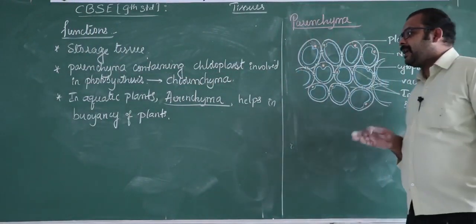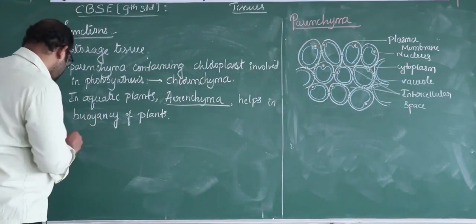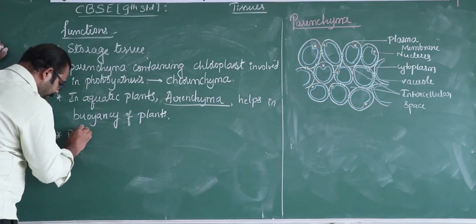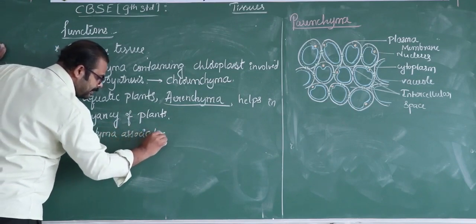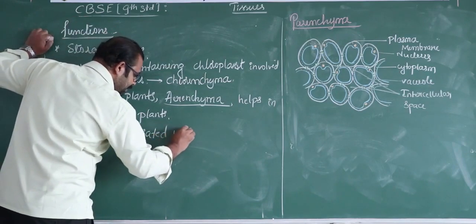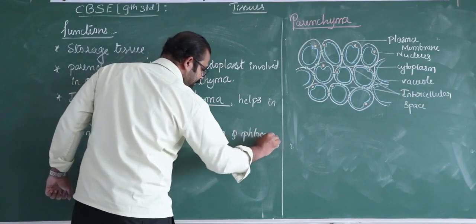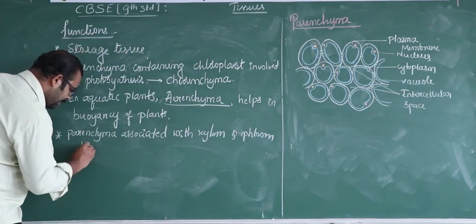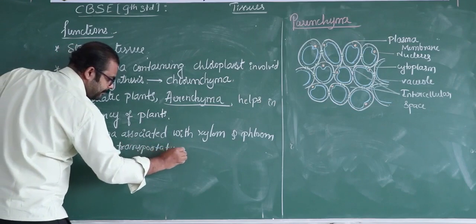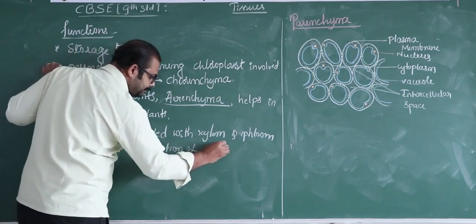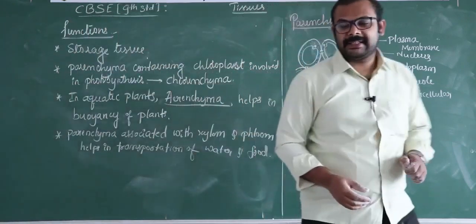And one more role is that these parenchyma cells may be associated with xylem and phloem and help in transportation of water and food substances. While studying xylem and phloem, you will come to know about that.